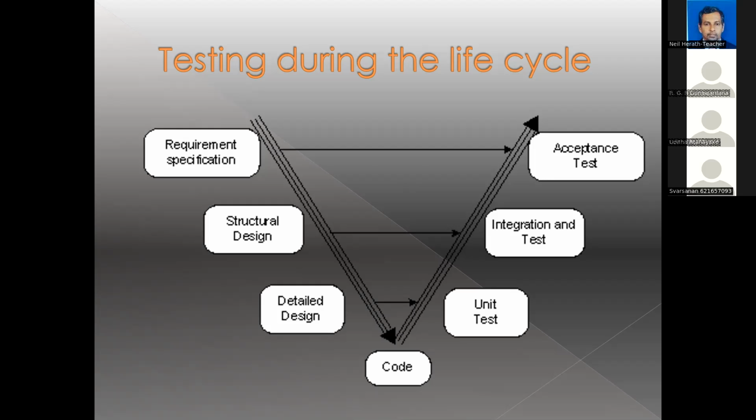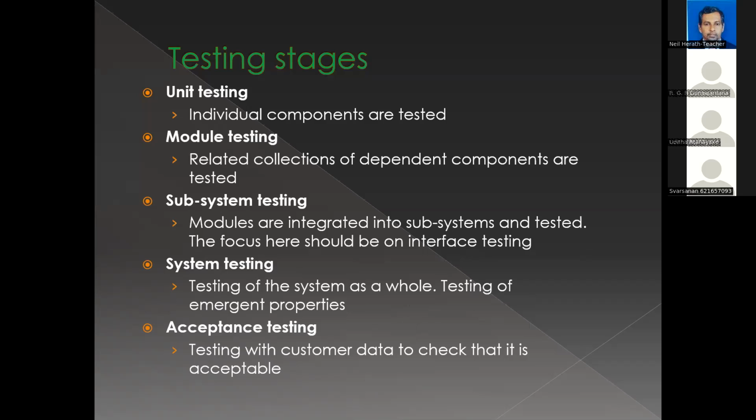So let us go to testing strategies. These are the actual testing stages. As I said, unit testing means individual components are tested. Module testing means related collections of dependent components are tested together. Then subsystem testing: modules are integrated into a subsystem and then tested.